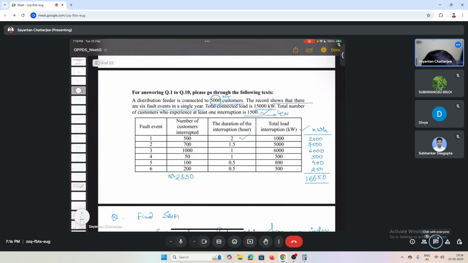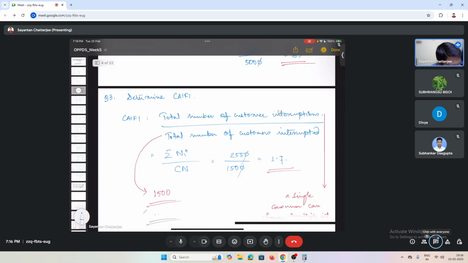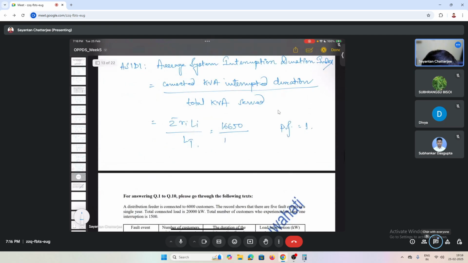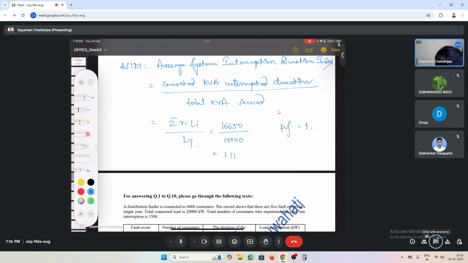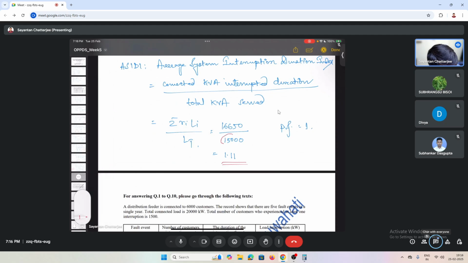This one is LT, total connected load. So total it is given 15,000. Okay. So the final answer is again 1.11. This is the total connected load. Okay. And this one is the RiLi that we have calculated previously.